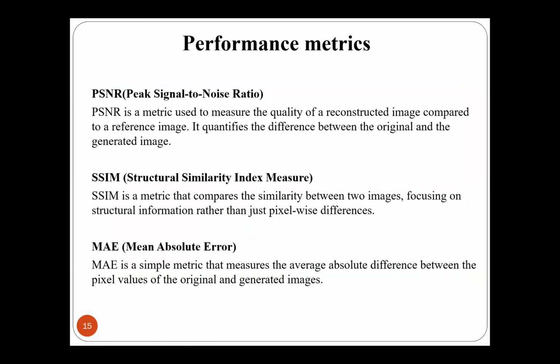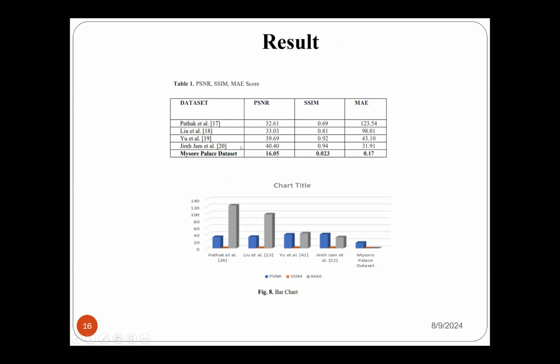For my project, I have used the performance metrics peak signal to noise ratio (PSNR), structural similarity index measure (SSIM), and mean absolute error (MAE). Please go to the results section. I have taken the Mysore Palace dataset. I collected 171 high resolution images with my OnePlus mobile and created mask images. Then I trained the generator and discriminator. After that, for PSNR, SSIM, and MAE, I got the results 16.05, 0.023, and 0.17 respectively.